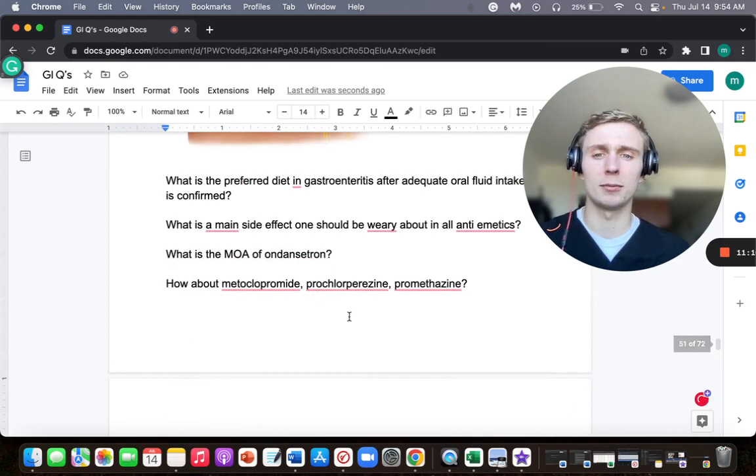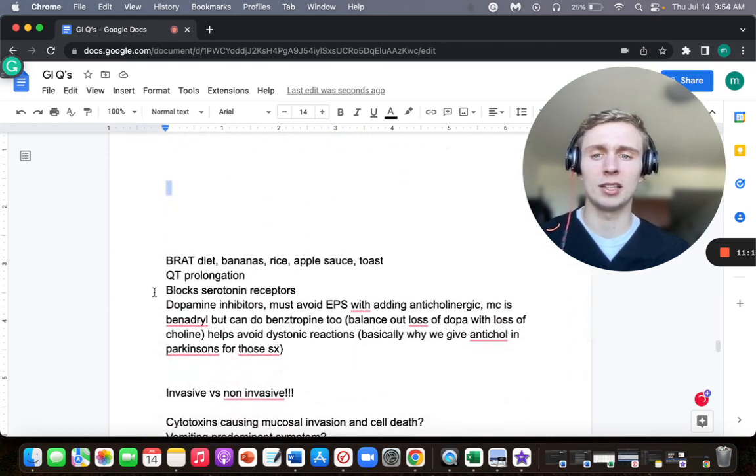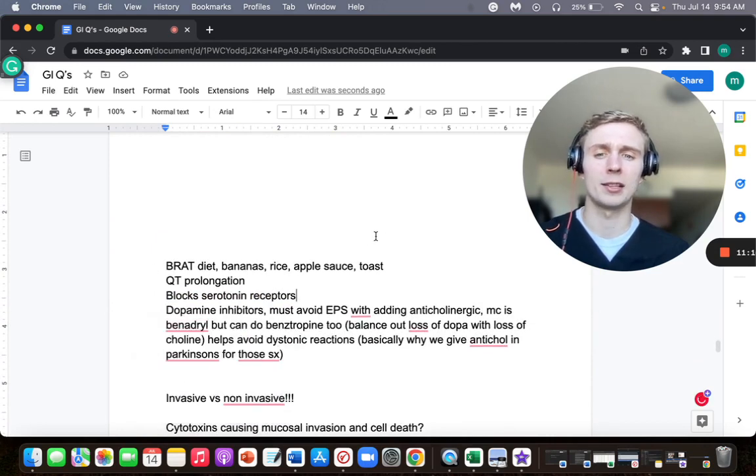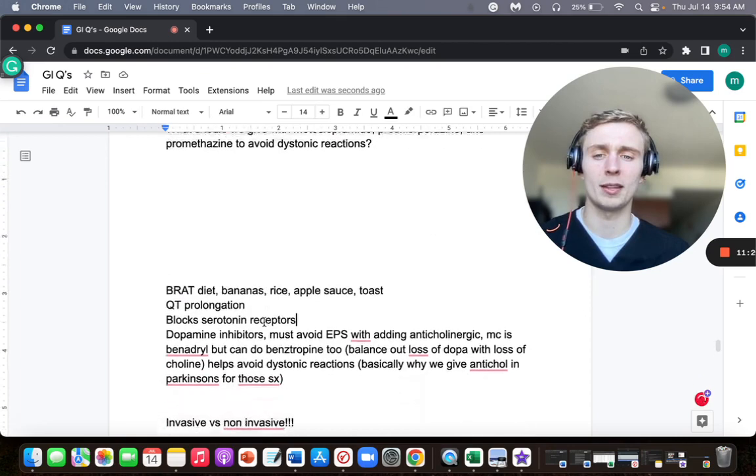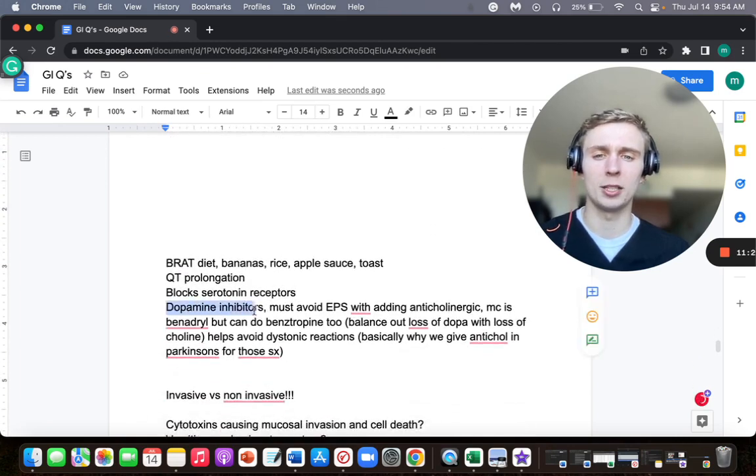What is the mechanism of action of Ondansetron? That's going to be blocking serotonin receptors. And what's the mechanism of action of metoclopramide, prochlorperazine, and promethazine? And that's going to be dopamine inhibition.